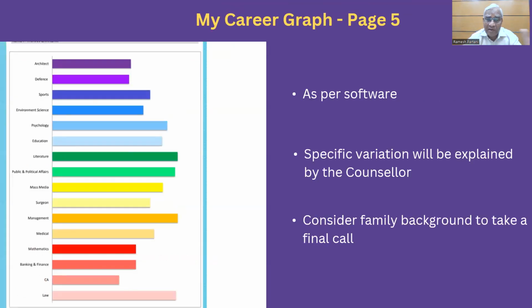The career graph, again, is now given on page number 5 of your report. Again, this is as per software. So in this report, you will find chartered accountancy is low because his academics is average. Mathematics, that is engineering, is low. Banking and finance, these are all logical subjects and therefore it's low.